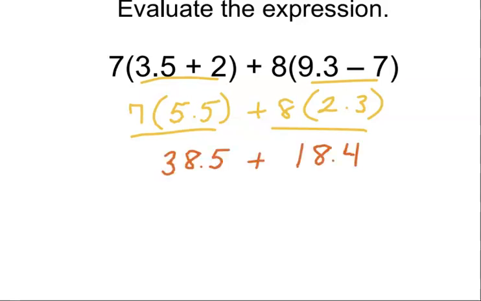Okay, so multiplying 7 times 5.5 gives you 38.5, and then 8 times 2.3 gives you 18.4. Then you add those two together, and that gives you 56.9.